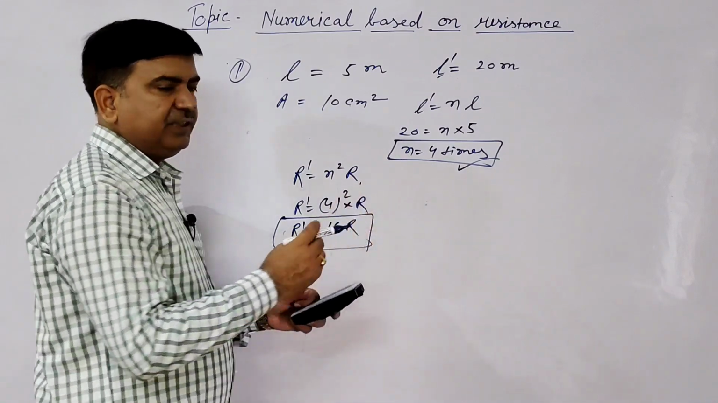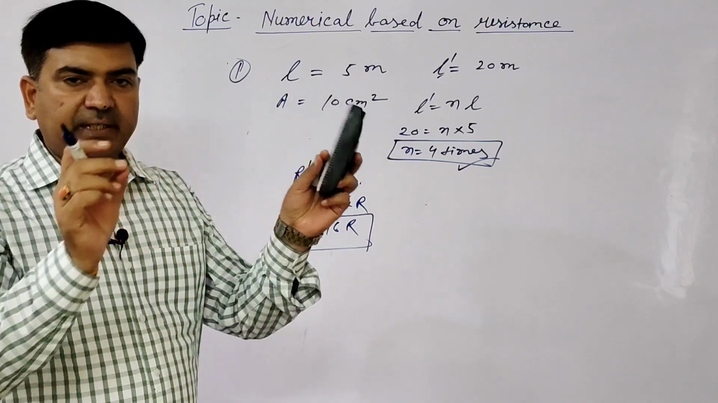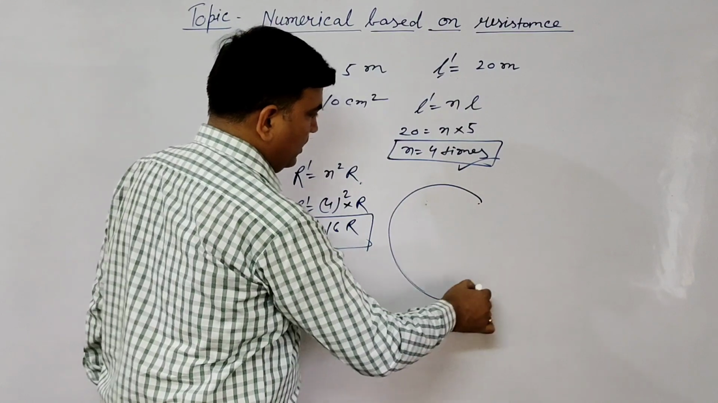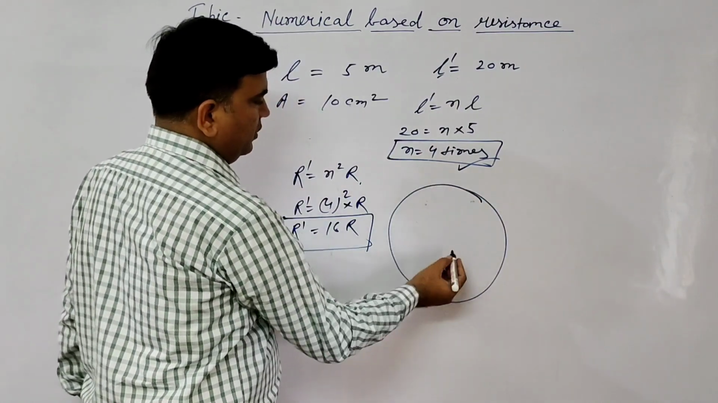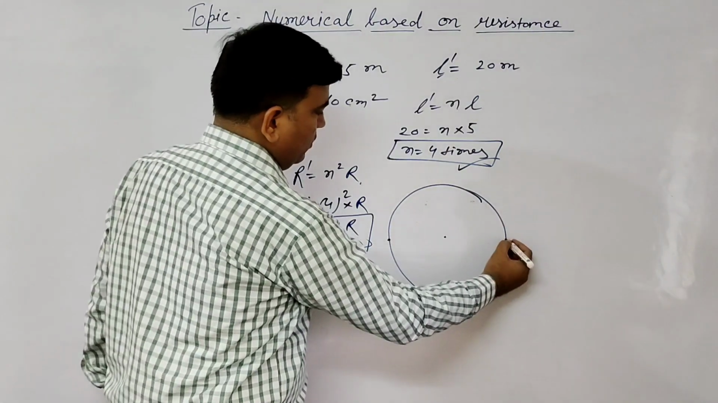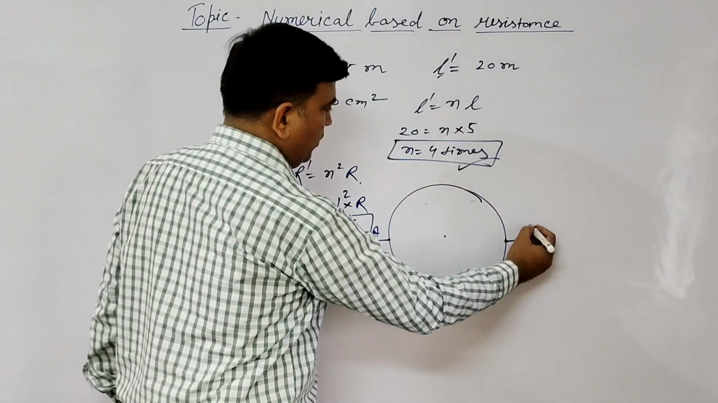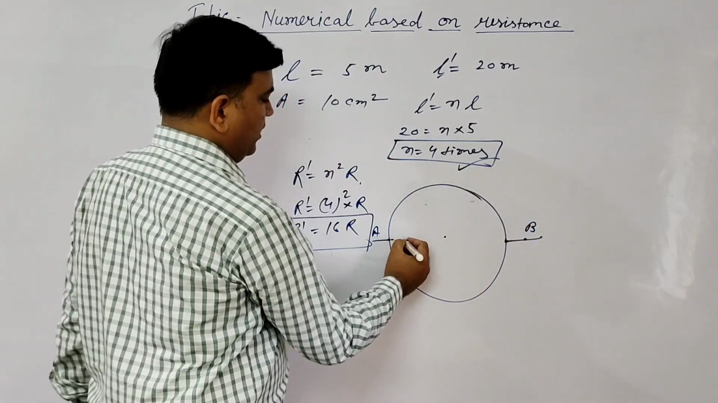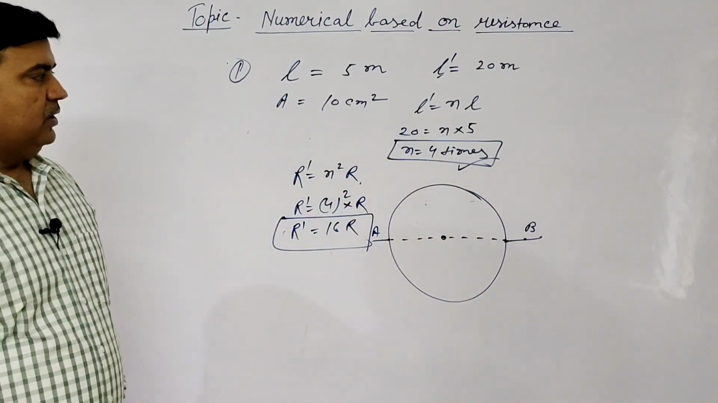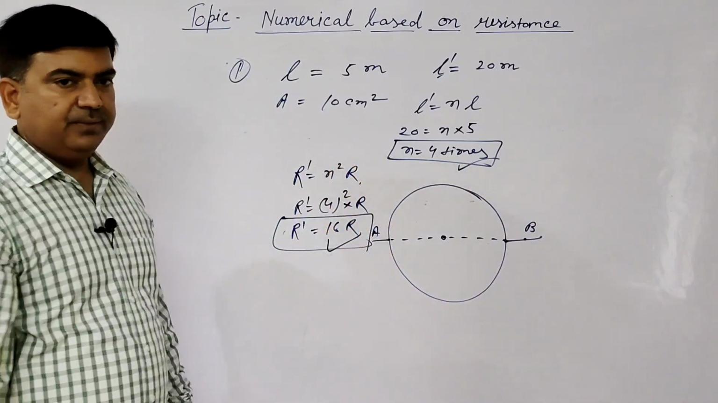Suppose that after stretching the wire 4 times, we have to prepare a circle with the help of the stretched wire. And in this question, find out the resistance across the diameter. Suppose that this is the point A and this is the point B. Find out the resistance across the diameter. So everyone knows the resistance becomes 16 times.